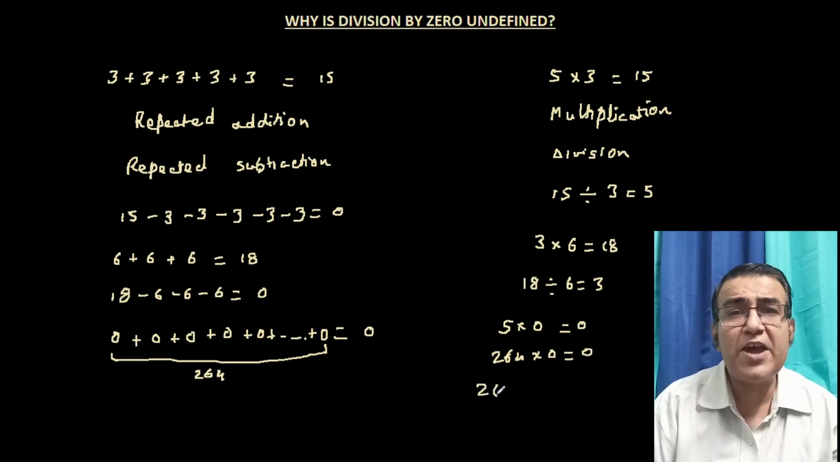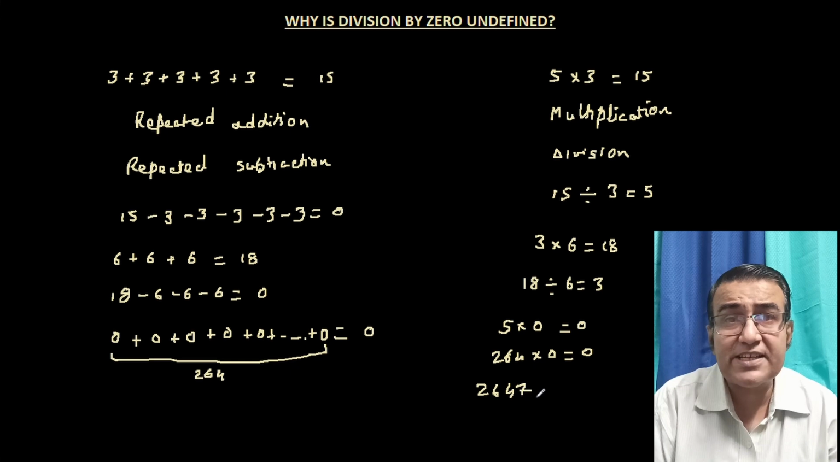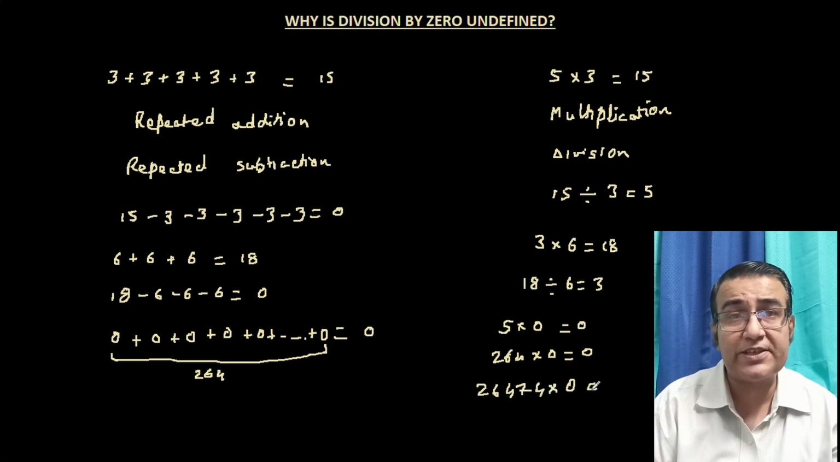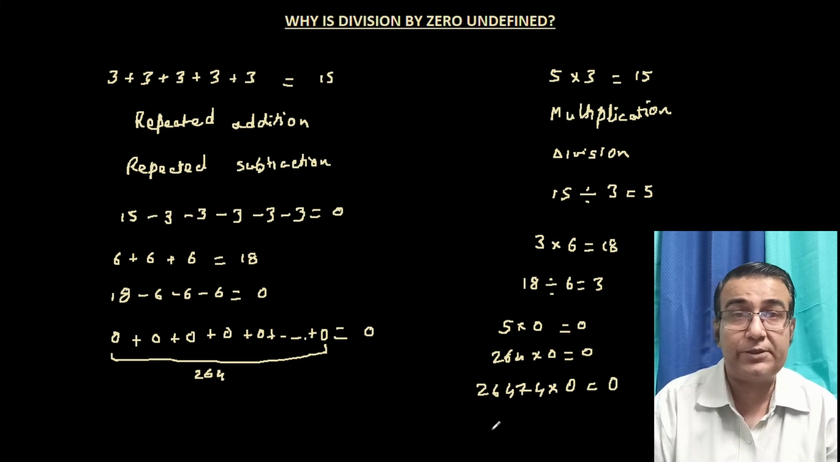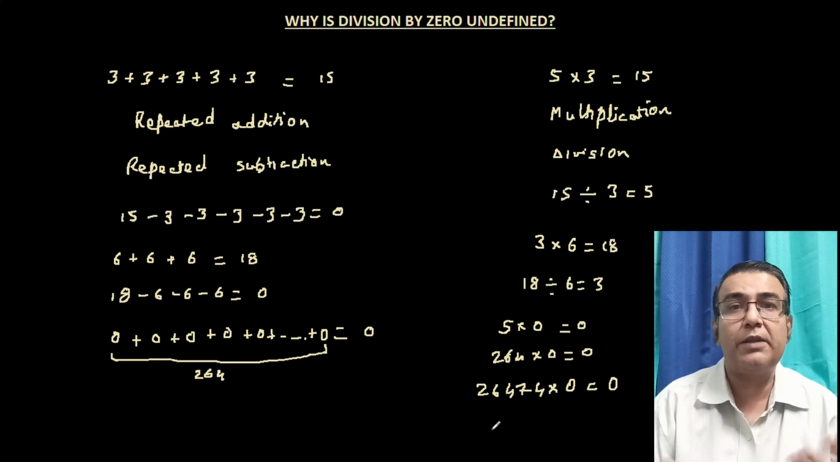And even if it's a very, very large number, say 26,474, if I take nothing 26,474 times, I still get nothing. So 5 times 0 is 0, 264 times 0 is 0, 26,474 times 0 is 0. So anything multiplied by 0 is 0. We all know that, right?